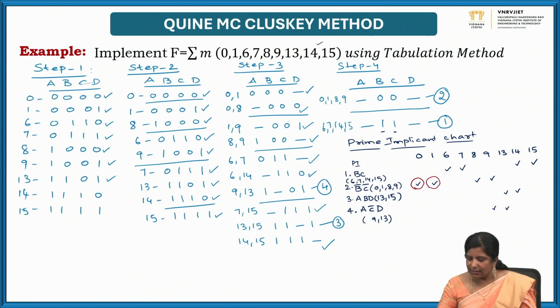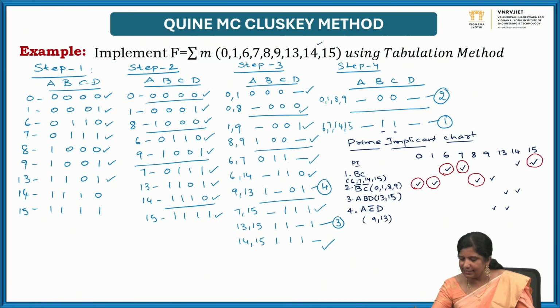Next, 1. It is essential, circle that, because those minterms are covered by only one prime implicant. So 7 also single coverage, this 8 also single, but 9 is covered by 2 prime implicants, so it is not essential. Then 13 is also covered by 2, 14 is also covered by 2 prime implicants, 15 is essential. It is covered by only a single prime implicant.